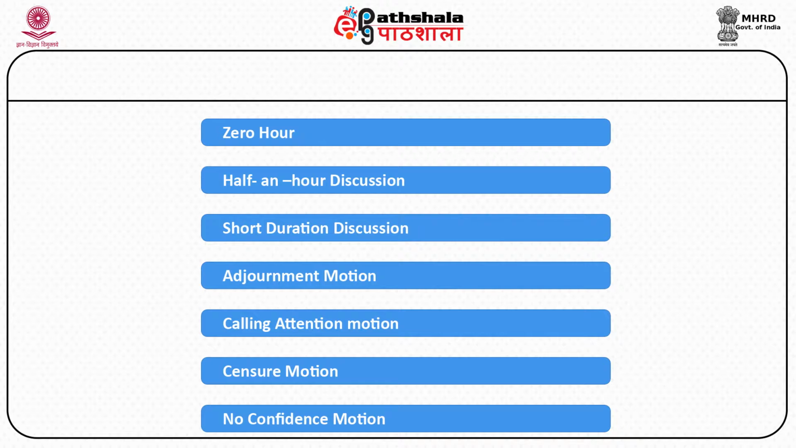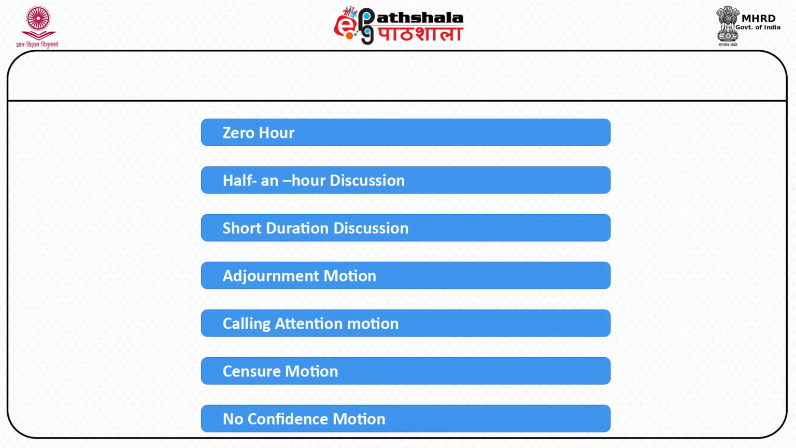Article 75 of the Constitution provides that the Council of Ministers shall be collectively responsible to the Lok Sabha. It means that the ruling party can remain in power only so long as it continues to enjoy the confidence of the majority of the members of the Lok Sabha, and members of the Lok Sabha can remove the ministry from office by passing a no confidence motion. The motion needs the support of at least 50 members to be admitted.